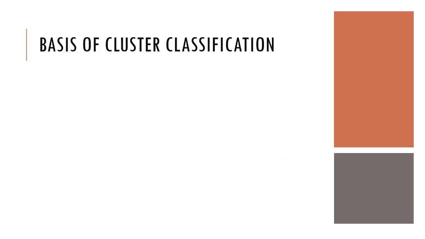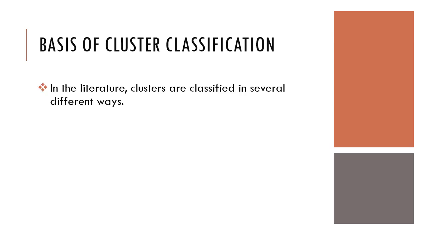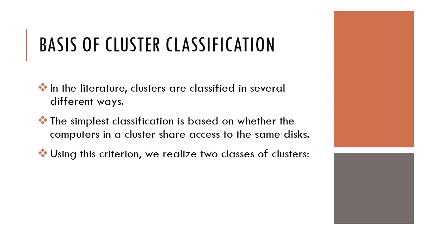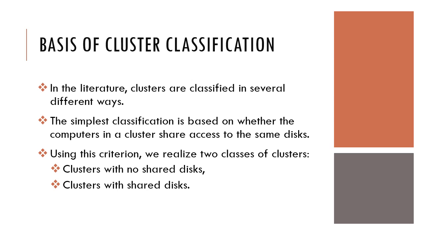Basis of cluster classification. In the literature, clusters are classified in several different ways. The simplest classification is based on whether the computers in a cluster share access to the same disks. Using this criterion, we realize two classes of clusters: clusters with no shared disks and clusters with shared disks.